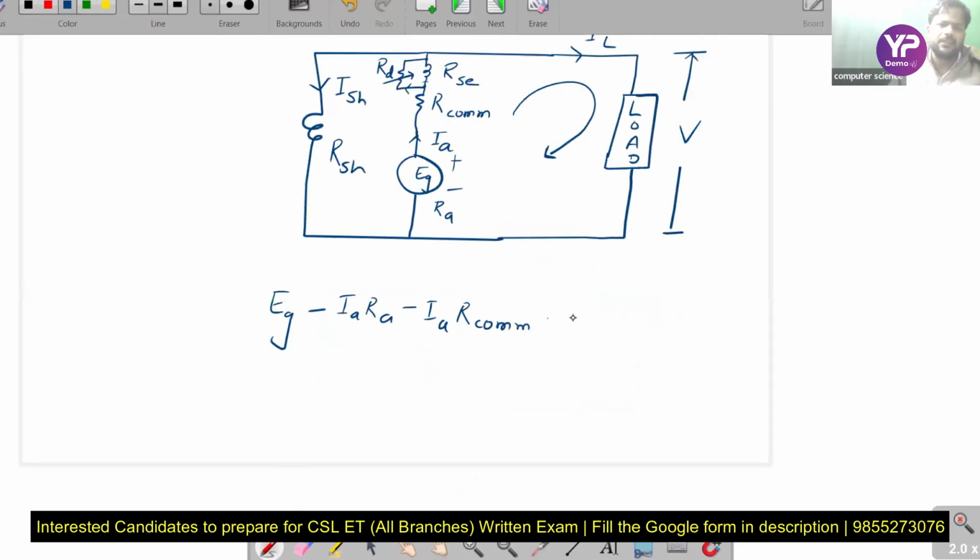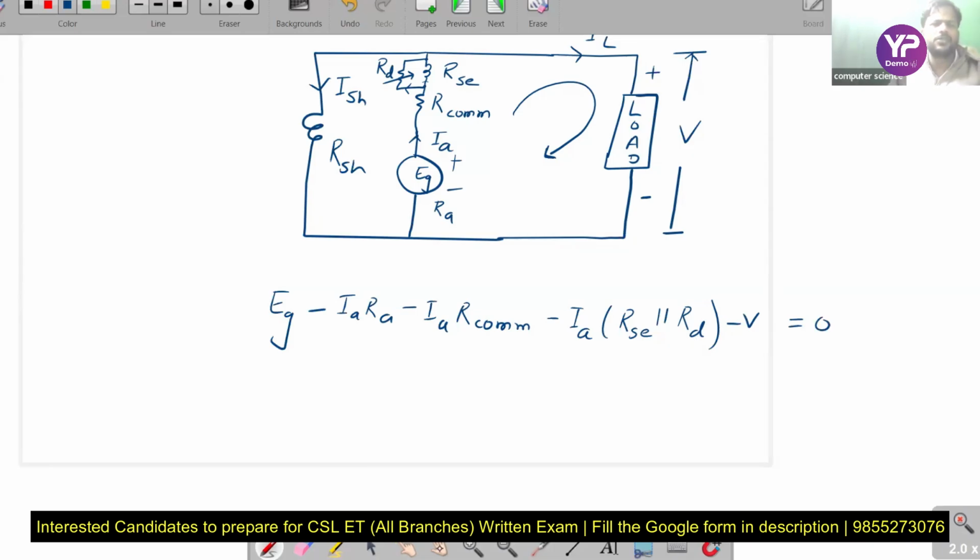So here we write IA into RSE parallel to RD, because here RD and RSE are in parallel. If we find the equivalent resistance and put it here, then we can solve this electric circuit easily. So EG minus IA RA minus IA R commutating minus IA (RD parallel RSE) minus the voltage across the load V is equal to 0.